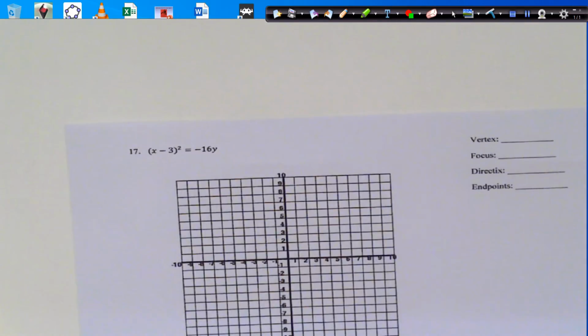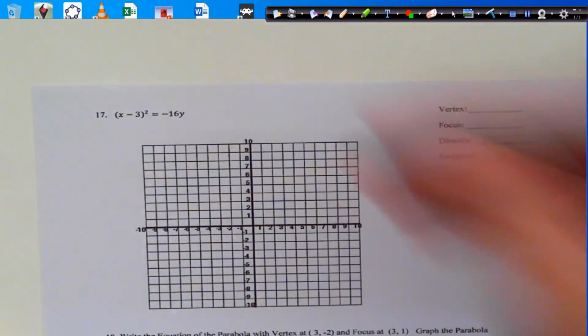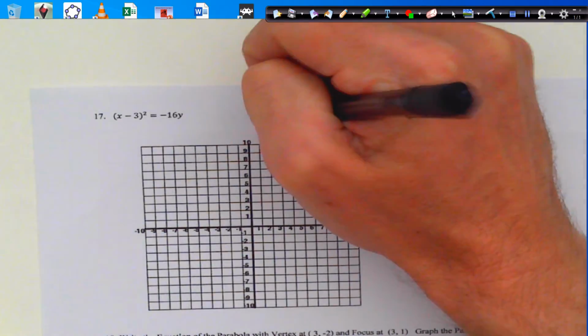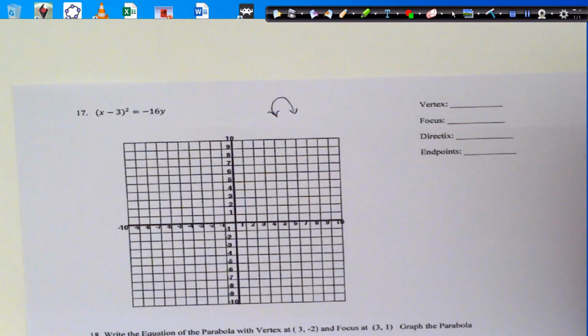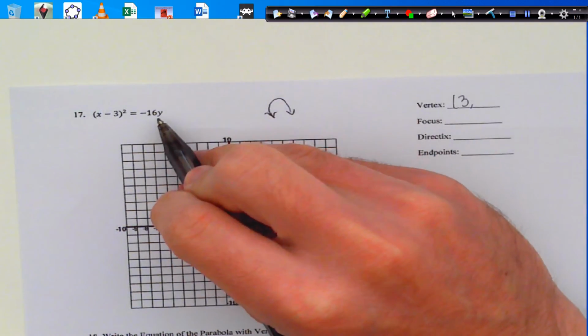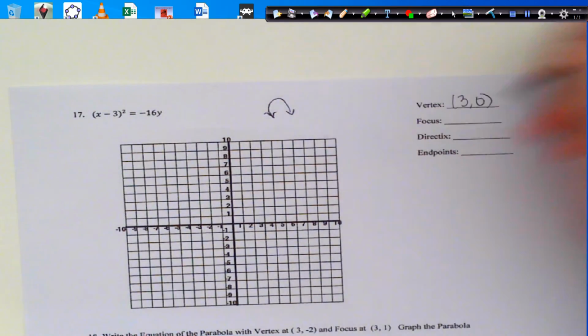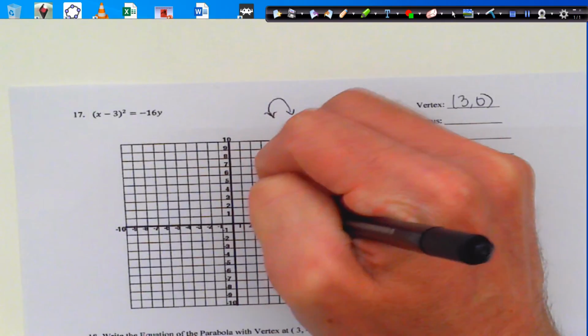2 more. Here we go. All right. So before we begin, I'm going to tell you right now, just looking at this, it's going to go down. How do I know that? X is being squared and the 4p is negative. So what's the vertex? Well, we have 3, I don't see anything with the y, so it's 0. So there's my vertex right there.